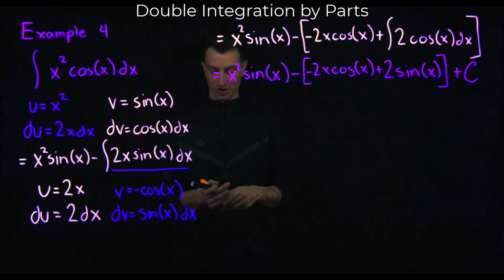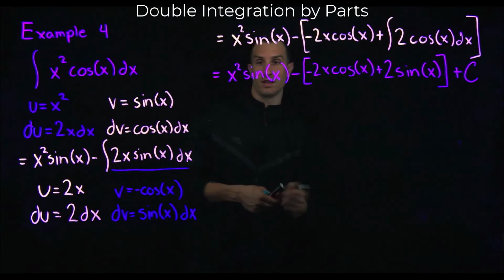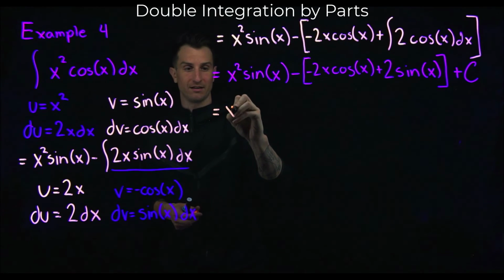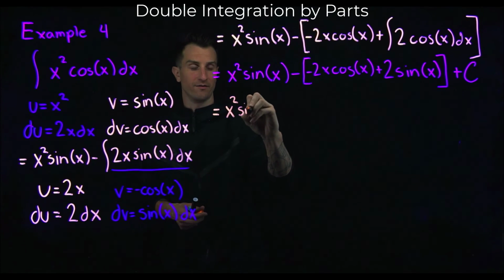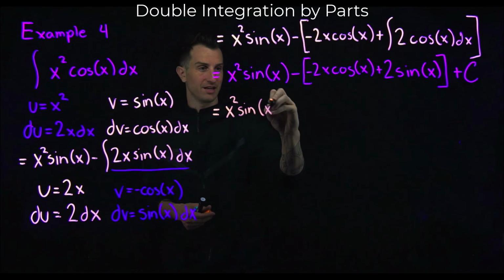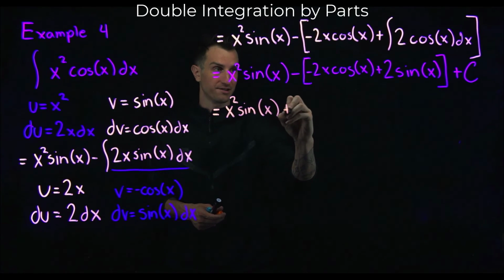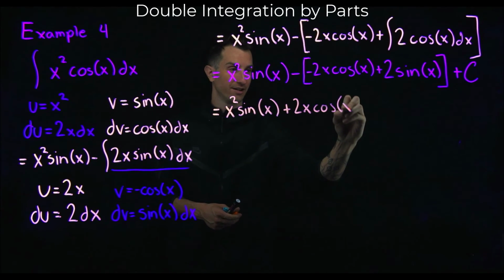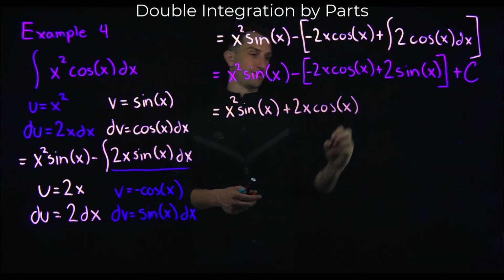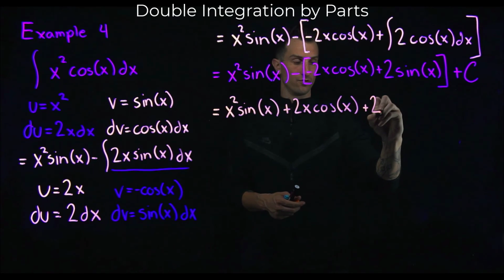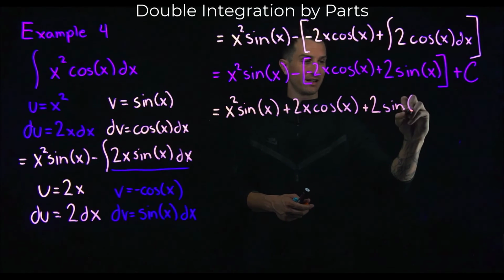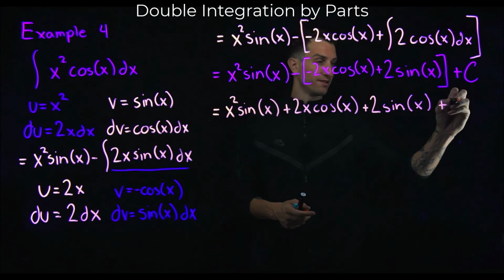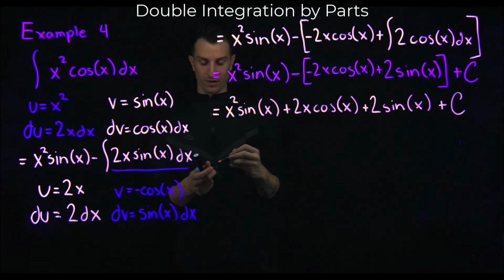Okay, now let's just distribute this negative sign, and we'll see what we end up with. All right, so our final answer, x squared sine of x, double negative, plus 2x cosine of x. It feels like we've been doing a marathon with this problem. We're almost there. Plus 2 sine of x. And this is one answer. We want infinite answers. Plus c. Don't forget the plus c.